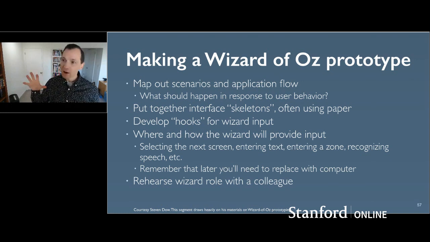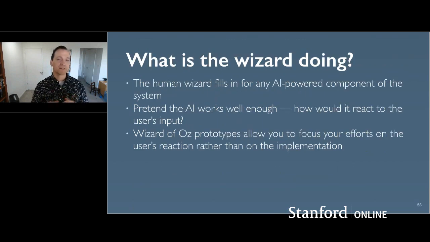It might mean that this is the thing that's later going to be replaced with the AI, but for now, it's going to be me, or it's going to be Roni, or it's going to be anyone else. And the wizard is going to basically just pretend that the AI works well enough. How might an AI react to this input? Maybe you should play with what happens if it gets it wrong. Never design assuming the AI is going to be perfect, because it's not, I promise you.